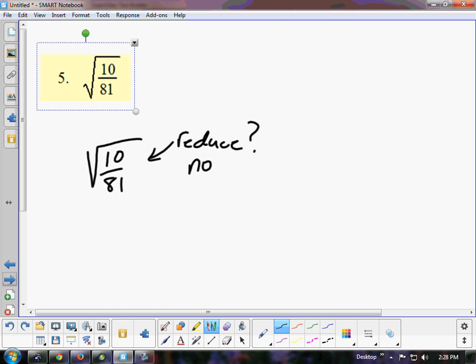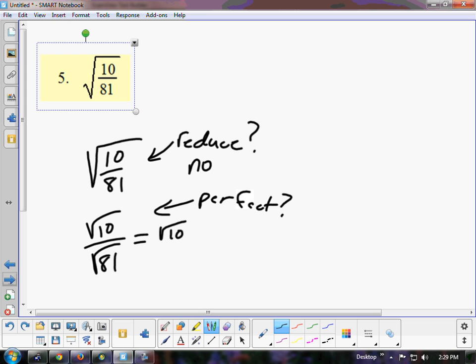So the next question is, are there any perfect squares underneath the radical? And there are. Radical 10 over radical 81. Well, radical 81 is a perfect square. We can leave the radical 10 on top, and the 81 turns into a 9, and we're done. That's our answer right there.